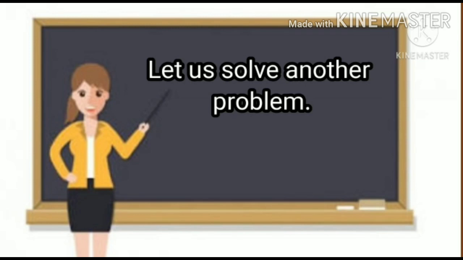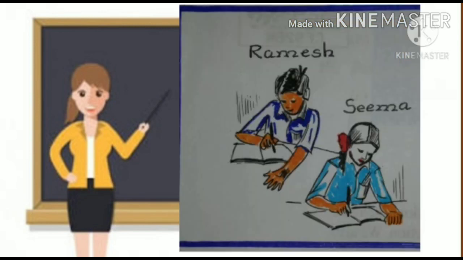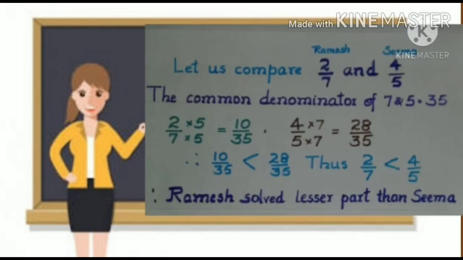Let us solve another problem. Ramesh solved 2 upon 7 part of an exercise while Seema solved 4/5 of it. Who solved lesser part? To find who solved lesser part, we have to compare 2 upon 7 and 4 upon 5. These fractions are unlike fractions. The common denominator of 7 and 5 is 35.